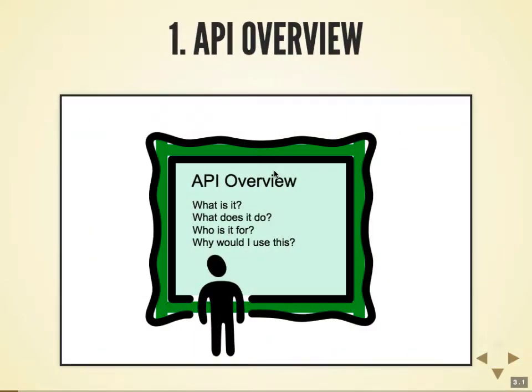All right, so the overview. The overview is the high-level introduction of what the API is all about. Too often, developers just assume that people know what their API is for and why somebody would use it, when in reality, this big picture is often lost. What is the API? What does it do? Who is it for? And why would I use this? Very basic, simple questions, but you'd be amazed how many API doc sites don't have this.